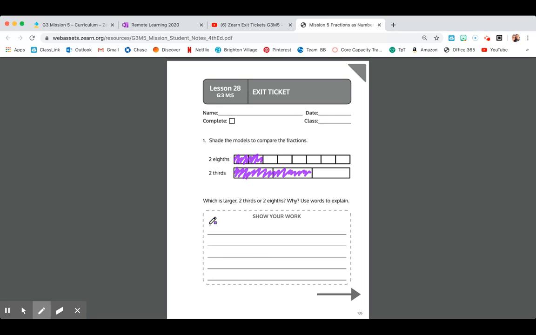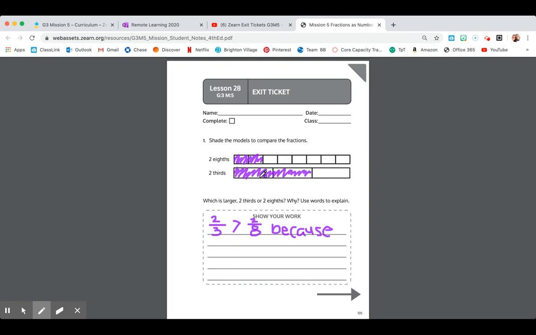So I would say that 2/3 is greater than or larger than 2/8. Then I would use that magic word "because" to explain our thinking. Now I'm not going to draw out all my writing because look how slow it's taking me to write "because." But I will say that 2/3 is greater than 2/8 because the bigger the denominator, the smaller the piece.